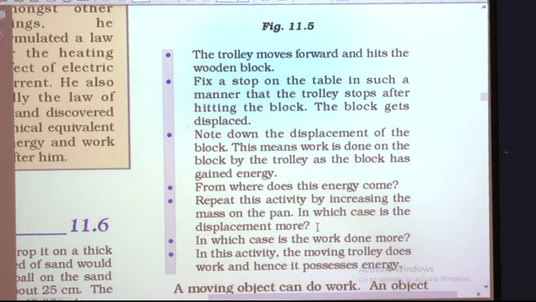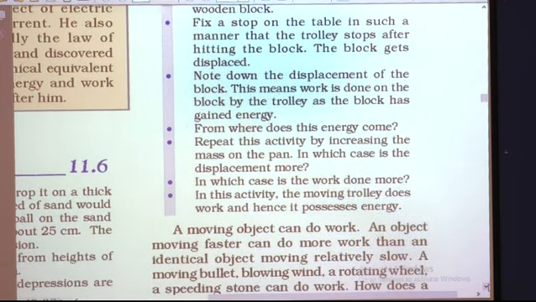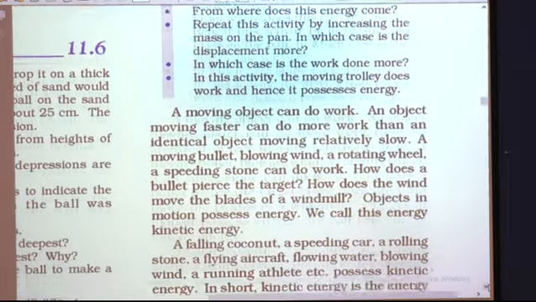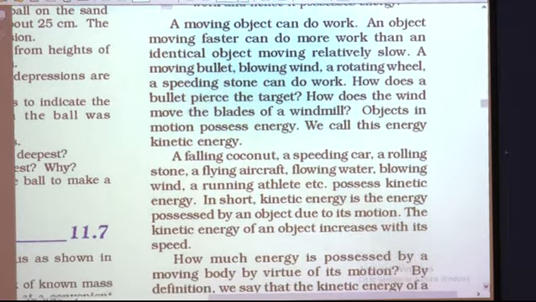more faster and more work is done in that case. In which case is the work done more? When there is more mass in the pan. In this activity, the moving trolley does work and hence it possesses energy. Now, a moving object can do work. An object moving faster can do more work than an identical object moving relatively slow.